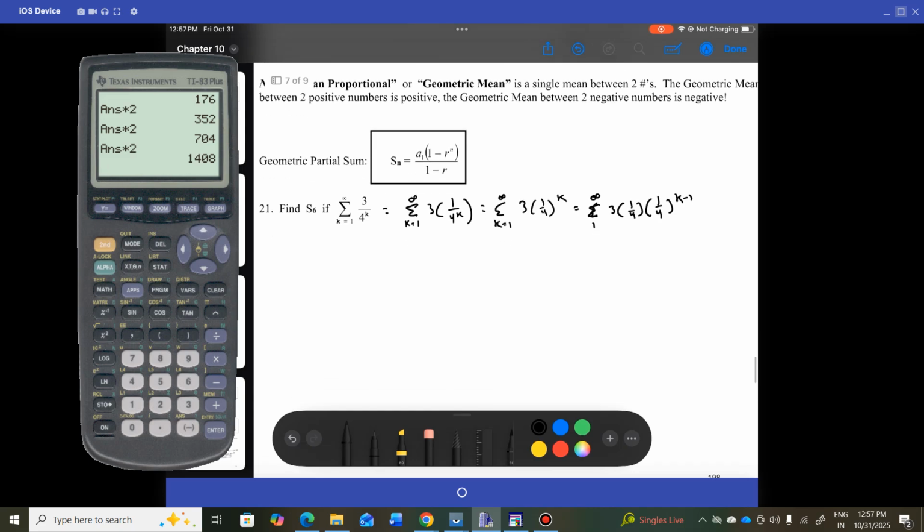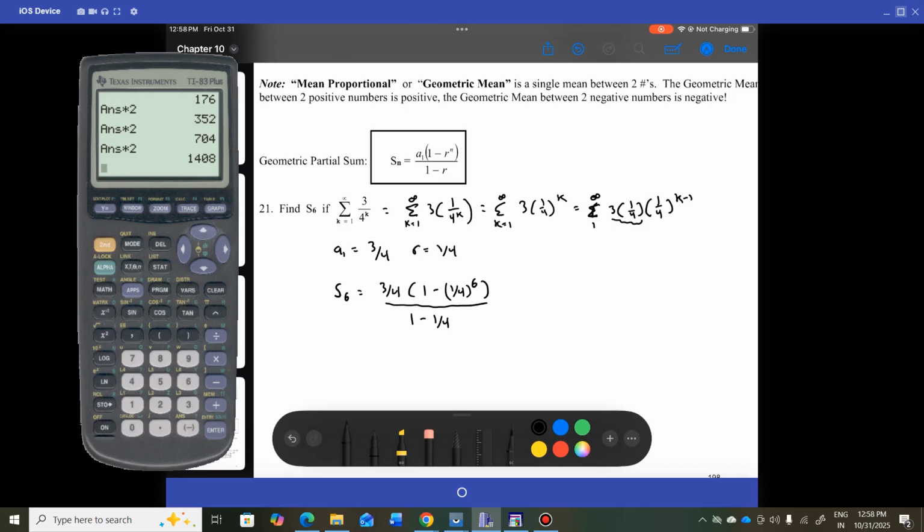And so now our a sub 1 is going to be equal to the number in front of this, 3/4. Our r is going to be equal to 1/4. And so our summation for 6 terms is going to be 3/4 times 1 minus 1/4 to the 6th power over 1 minus 1/4.